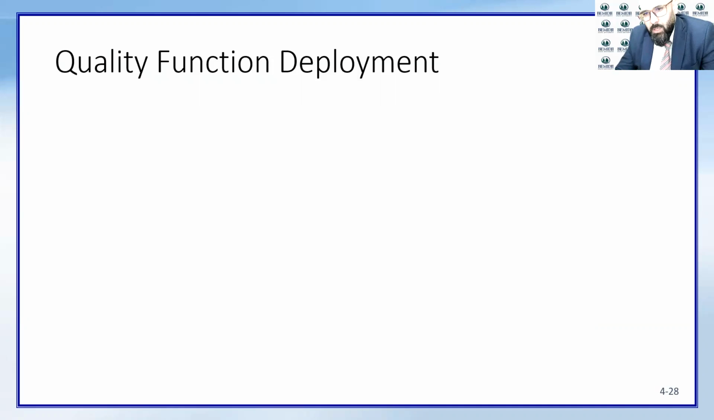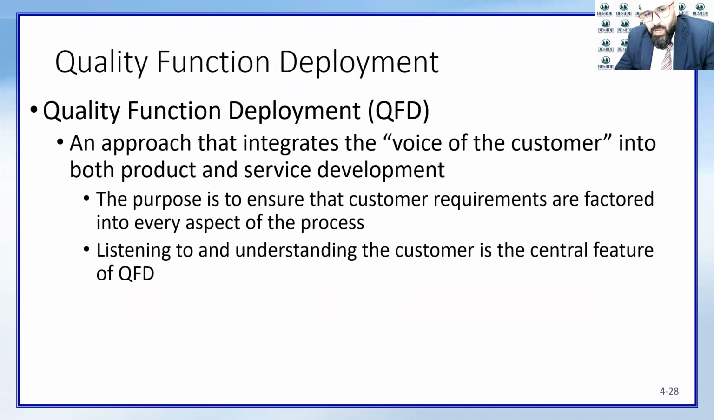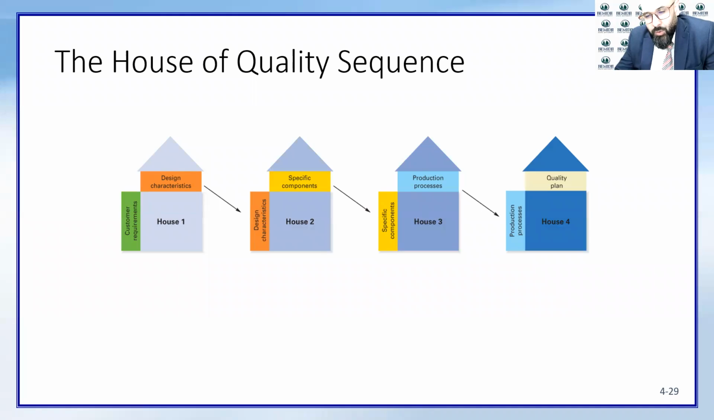Something to consider when you develop your product is quality function deployment, or what we call the voice of the customer. What you need to do in the voice of the customer is ensure that the customer requirements are considered and translated into the technical specification. So one thing is to listen to the customer and understand what they want, and the other thing is how you translate that voice of the customer into a technical specification.